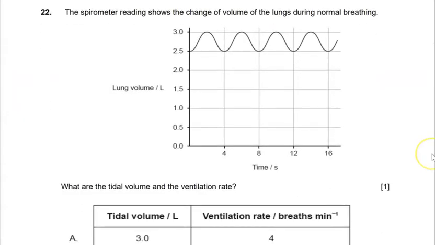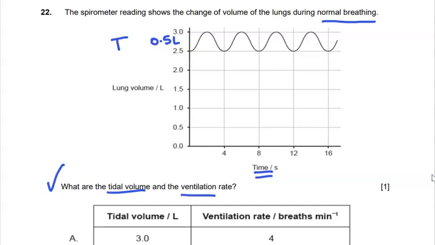We come to question 22. This is to do with spirometry during normal breathing, and we can see from the graph with the cycling here that the exchange in tidal volume is about half a litre. We've got time down here as well. It's asking, what are the tidal volume and ventilation rate? So tidal volume and ventilation rate.